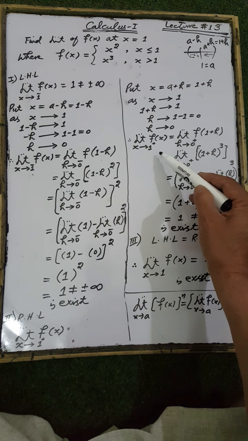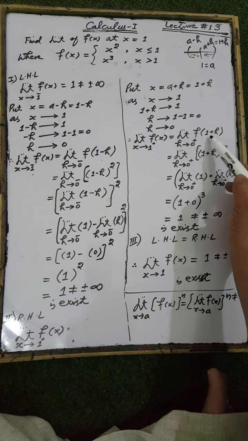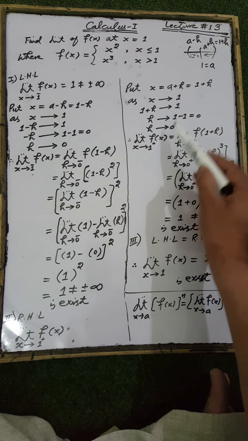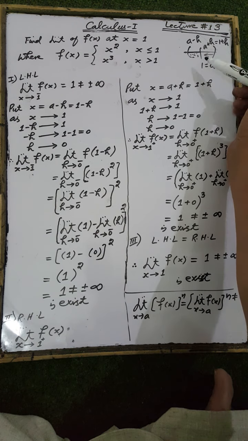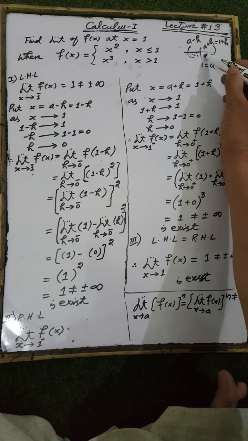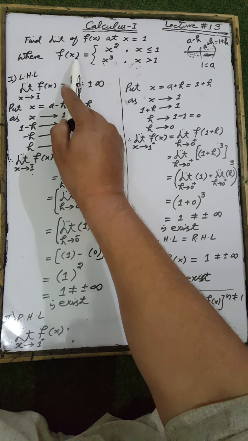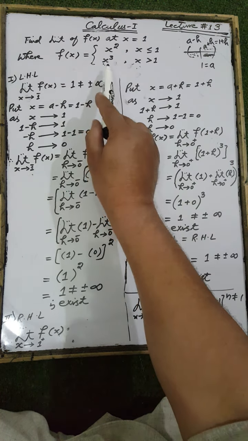Therefore, the limit of the function f of x when x tends to 1 through the positive side is equal to the limit of f of 1 plus h. Replace x by 1 plus h. As x tends to 1, then h tends to 0. This variable x represents the right hand points of the neighborhood of the point A equal to 1. Therefore, this h also represents the right hand points of the neighborhood. And this point 1 plus h is greater than 1. This point 1 plus h is a point of this interval. Therefore, for this interval, the value of the function f of x will be calculated from x cube. Therefore, replace x by 1 plus h, we have 1 plus h whole cube.